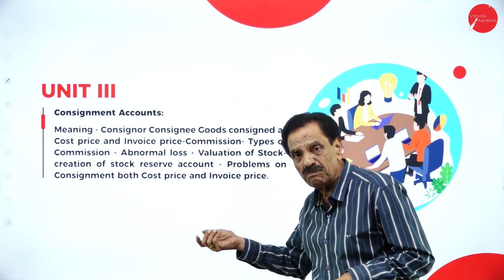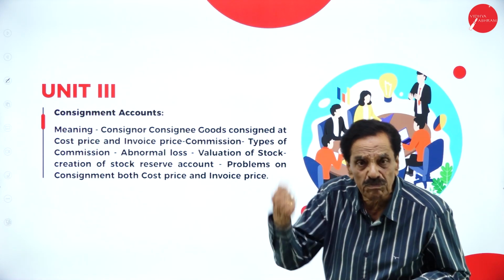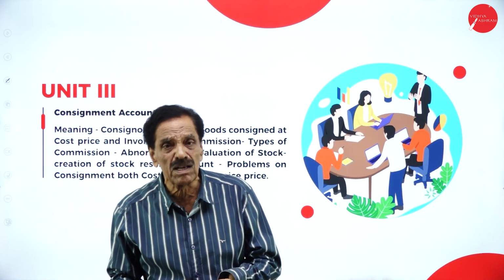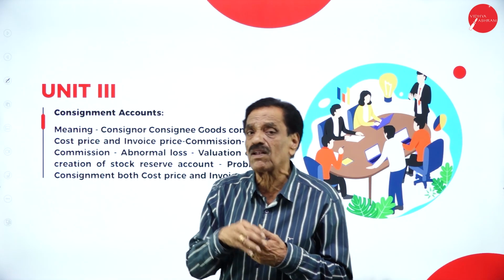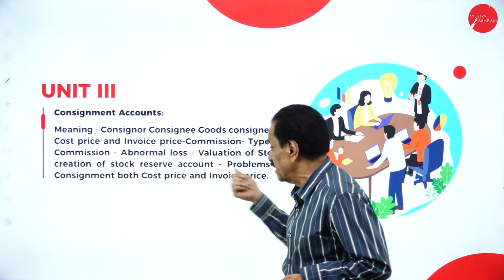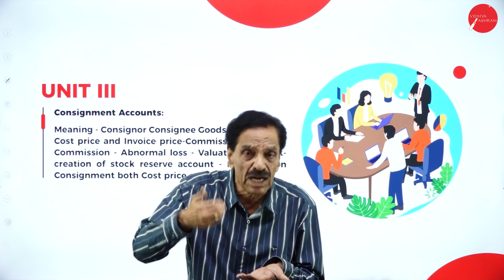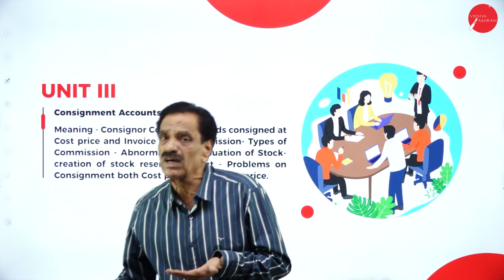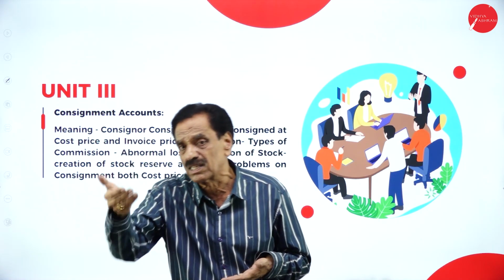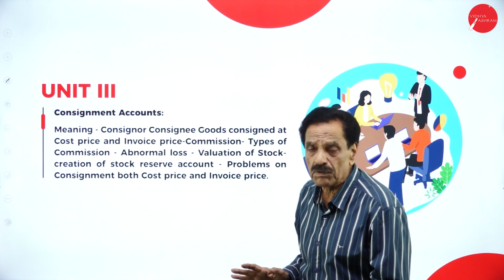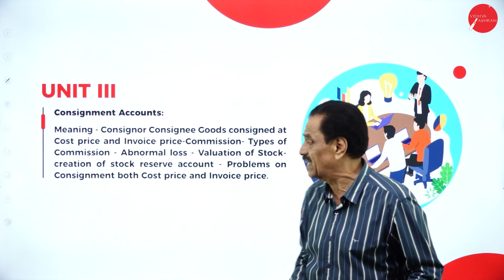We are going to prepare different types of commission. What are the commissions which you are going to pay to the agent? Then we will value the normal loss, and different types of abnormal losses we are going to deal with. Then creation of stock reserve, because consignment goods may be sent either at cost price or at invoice price. When it is the invoice price, stock reserve will come. We are going to deal with it in great detail when you are solving the problem. Today is only an introduction class.